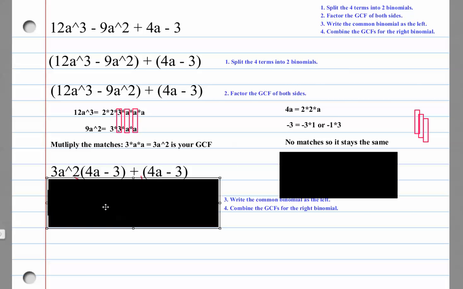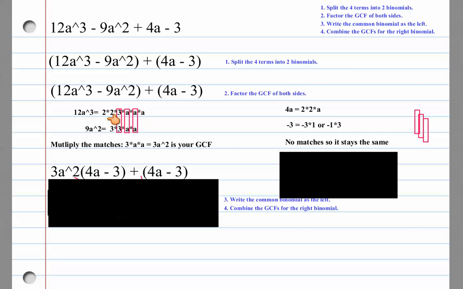You're going to pull the GCF to the front, and inside the parentheses is 4a minus 3. Now you're probably wondering, how did I get 4a minus 3? Well, there's two different ways you can do it. You can either multiply what's left over that you didn't find a match of, so that's 2 times a, or you could think to yourself, 3a squared times what would equal 12a to the third? Well, I know 3 times 4 equals 12, so that's our coefficient, and a squared times another a would give me a to the third. So there's two different ways you could do it, whichever way is easier for you.